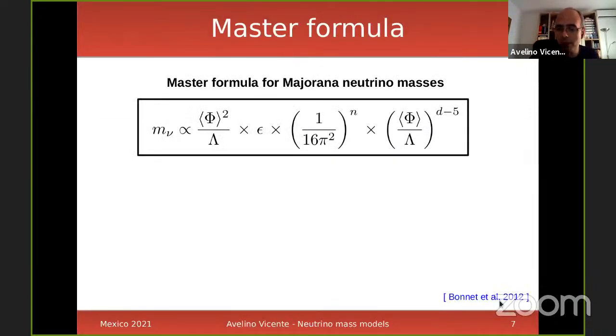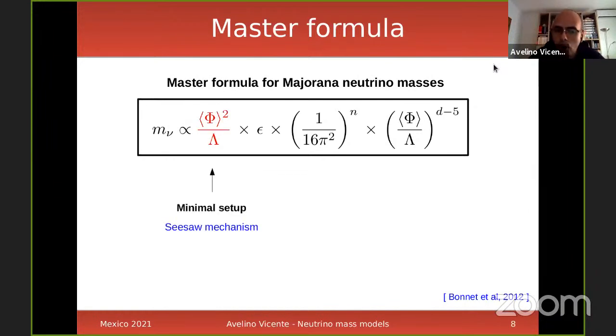So the master formula is just this. It appeared in a paper that I find very pedagogical, by Bonnet et al. If you don't find the reference, please ask me and I can give it to you. The idea is that in any Majorana neutrino mass model, the expression for neutrino masses takes this form. There is always a factor given here: the VEV of the Higgs squared divided by some scale, lambda, which you can easily recognize is coming directly from the Weinberg operator. Then there are some additional factors that could be there or not. They depend on the model.